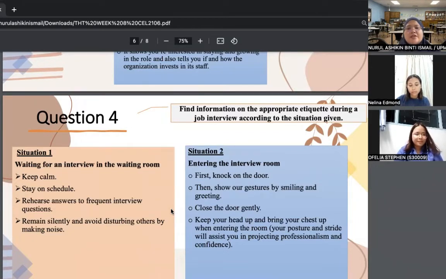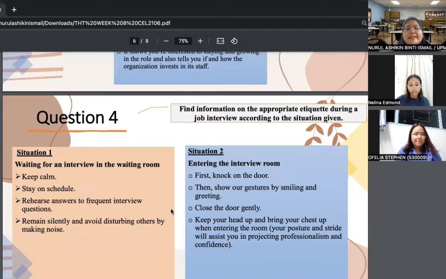Then rehearse the answers to frequent interview questions. You can recap all the answers to the common questions the interviewer asks, like, why do you need this job? Or what makes you suitable for this position? And so on. Just to be prepared for the answers and make them suitable for ourselves.